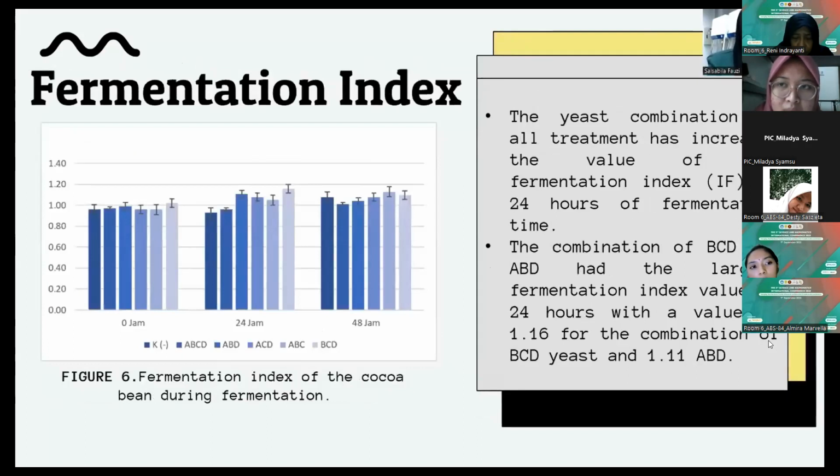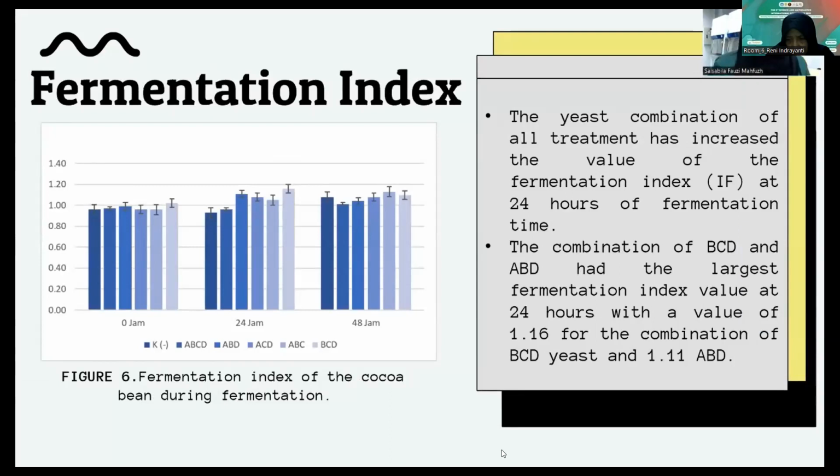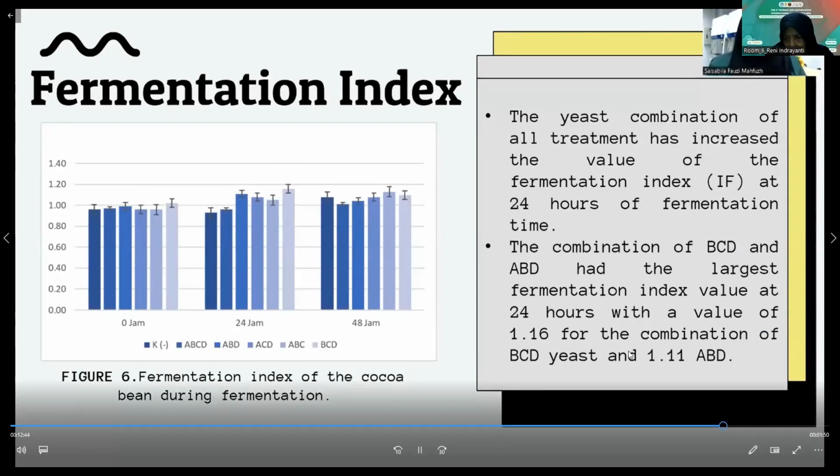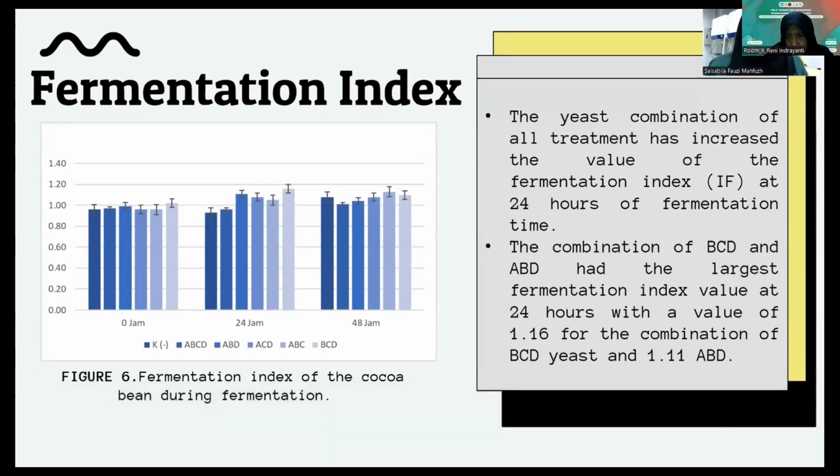And the last one is the result of the fermentation index value, seen from the absorbance ratio of 460. Next one is the fermentation index. With all three combination treatments in this research, all increased the value of the fermentation index in the first 24 hours of fermentation time. In this result, the combinations of BCD and ABD had the largest fermentation index values, 1.16 for the BCD yeast combination and 1.11 for ABD yeast.